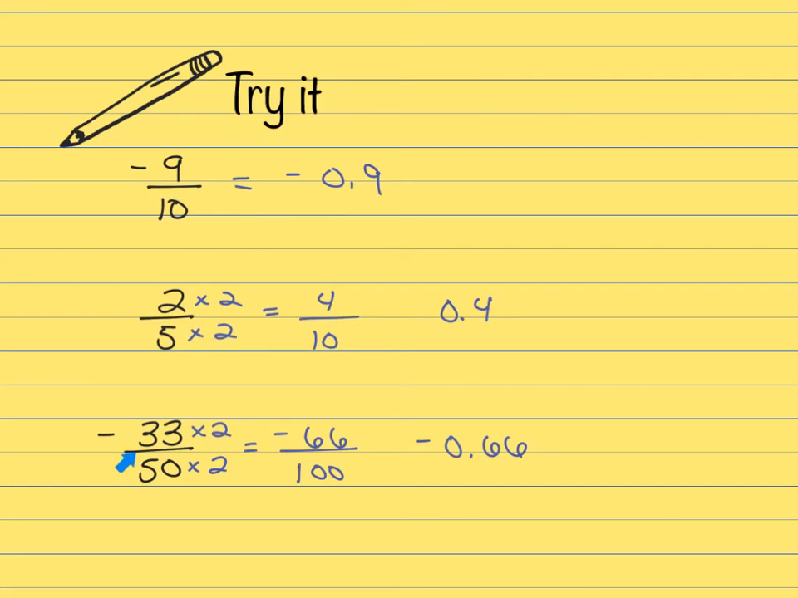And negative 33 fiftieths. 50 multiplied by 2 equals 100. Oh, there's a power of 10. So negative 33 times 2 is negative 66. Negative 66 100ths. This 6 has to be in the hundredths place. Make sure you wrote your negative sign.